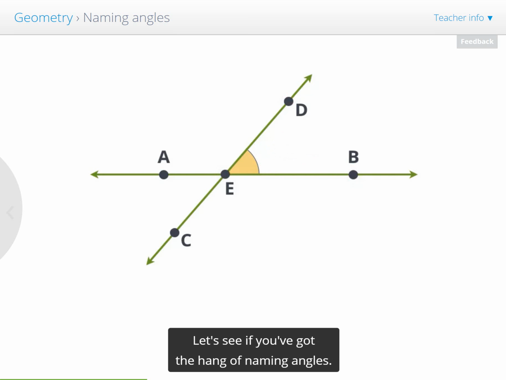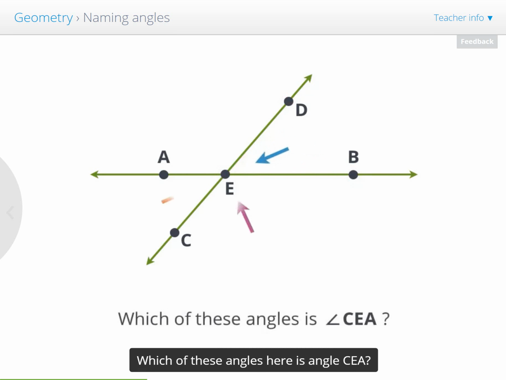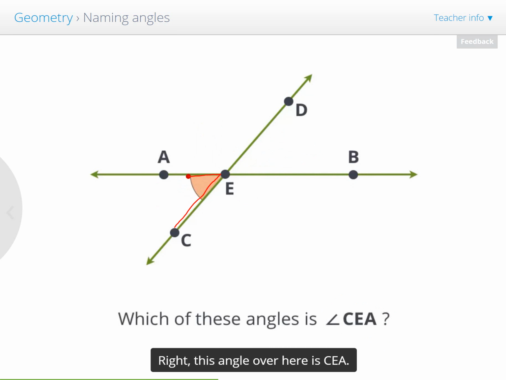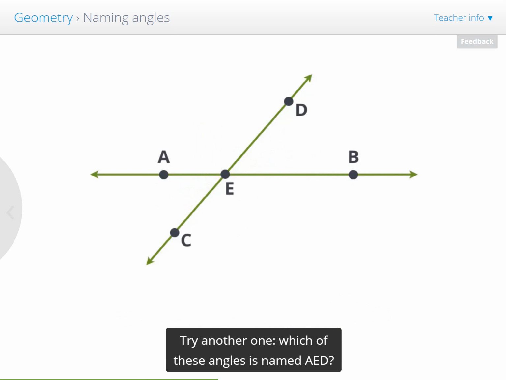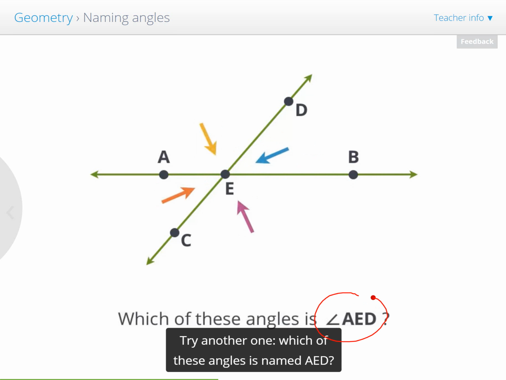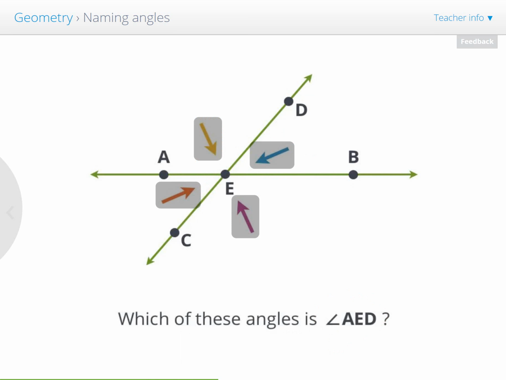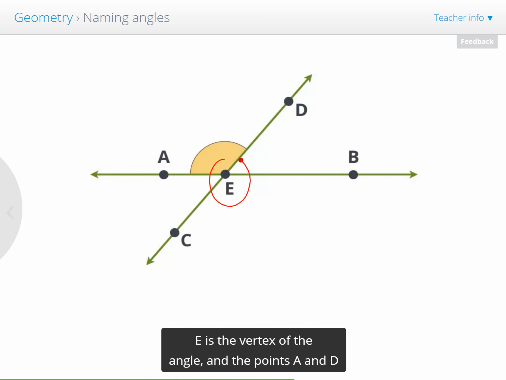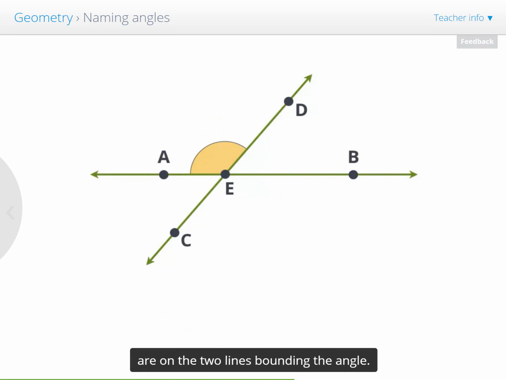Let's see if you've got the hang of naming angles. Which of these angles here is angle CEA? Right, this angle over here is CEA. Try another one. Which of these angles is named AED? Right again. This angle up here is angle AED. E is the vertex of the angle, and the points A and D are on the 2 lines bounding the angle.